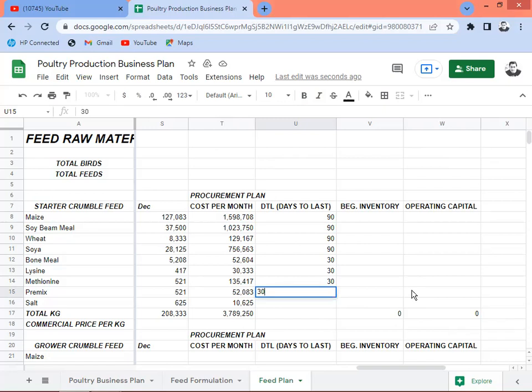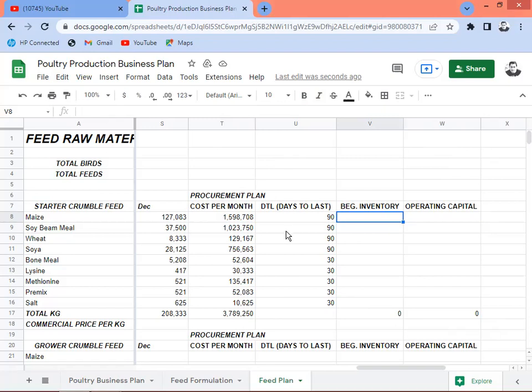And also, the premix can be sourced locally, so no need to add this. This is just the inventory days to last. In order for us to determine our operating capital, we need beginning inventory. For the first time this year, for example, how much inventory do we need in order to be able to produce our requirement, and then wait for the rebuffing of our materials for the next procurement overseas?